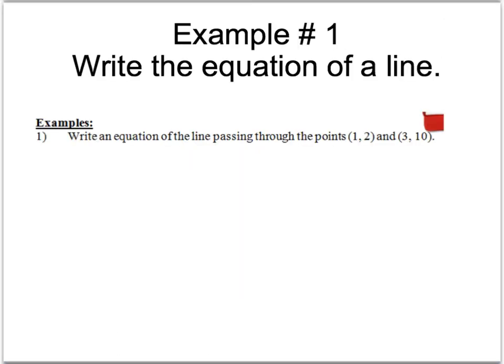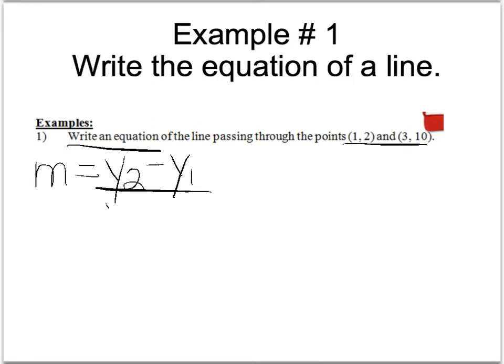Here we have example number 1. It says, write an equation of the line passing through the points 1, 2, and 3, 10. So if we don't have graph paper, we need to algebraically be able to do this. And so we're going to use our slope formula, which is m equals y2 minus y1 over x2 minus x1. And we did this the other day, and we've been practicing this on a day-to-day basis.